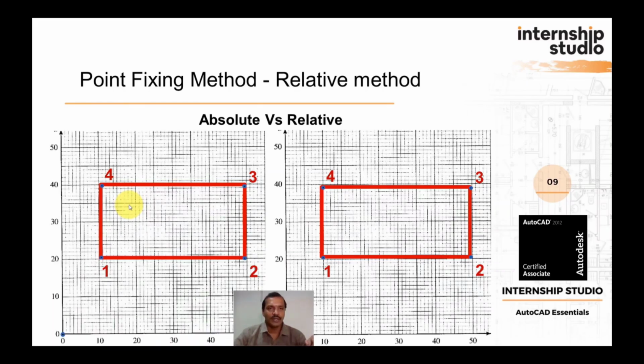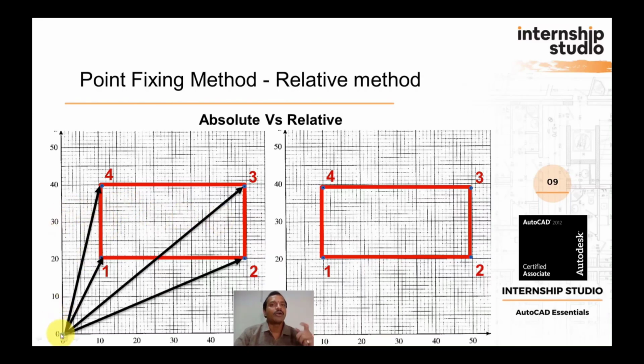So first method, absolute method, all the points are referred from the origin. That means from the 0, 0. We have calculated point 1 from 0, 0 is how much? Point 2 from 0, 0, what is x and y? Point 3 from 0, 0, what is x and y? That is called absolute method. But relative method, first point we will take as we like, x coordinate, y coordinate. Except for the first point, all other points are referred from the previous point.